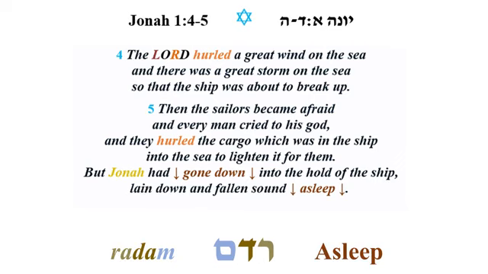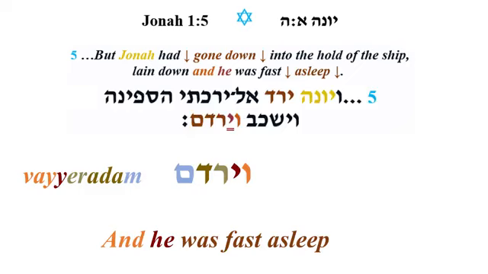The word asleep, well, here you see "gone down" again, and then now the word asleep. You go down into sleep, and you can look here, that word, it's all one word. It's 1, 2, 3, 4, 5 words in one, and it's vayeradam. The vav in front is "and," the yod is "he," and then the resh dalet is "down," and then the mem. So that vayeradam means, and he was fast asleep.